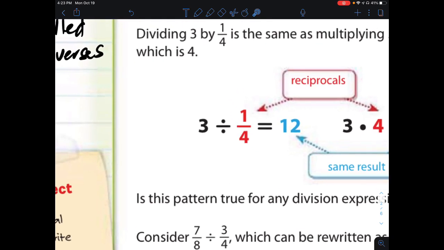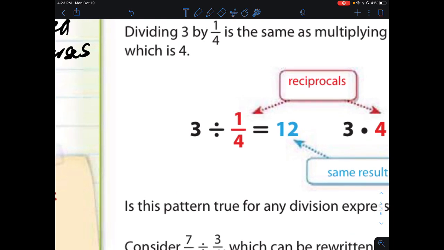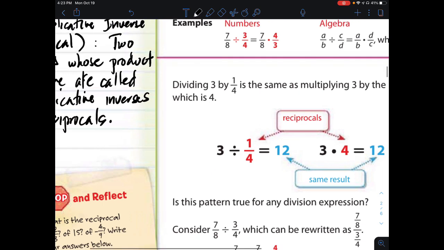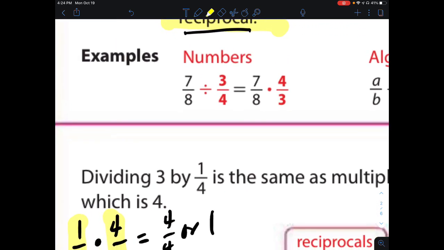When you talk about a multiplicative inverse, if I have 1/4, for example, for me to get a product of 1, I need to multiply this by 4 over 1, which gives me 4 over 4, or 1. So 1/4 and 4 over 1 are multiplicative inverses or reciprocals of each other. And that's exactly what the rule is saying here.